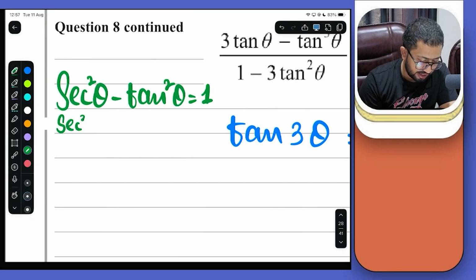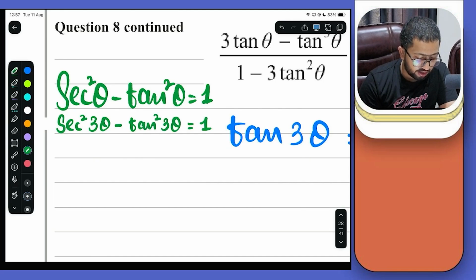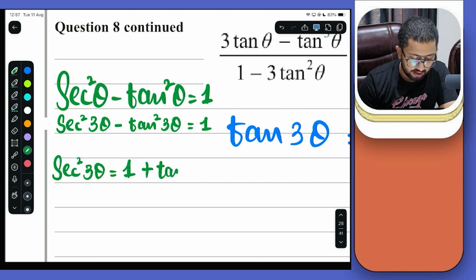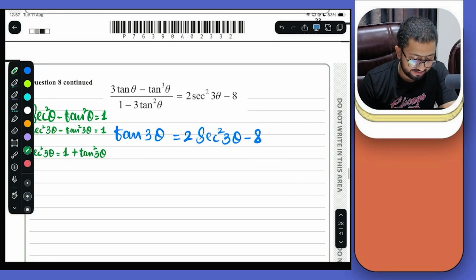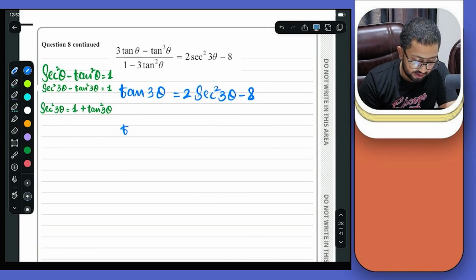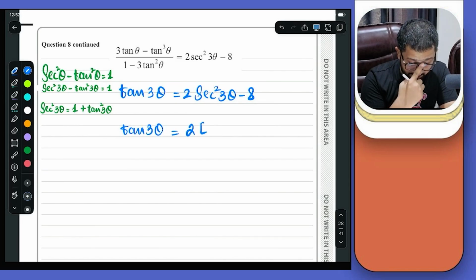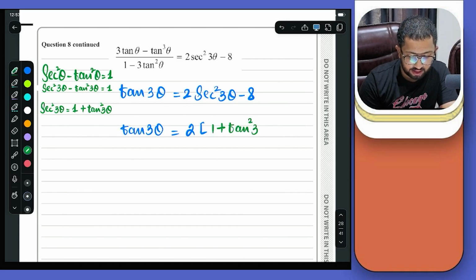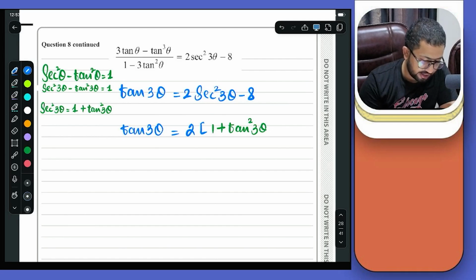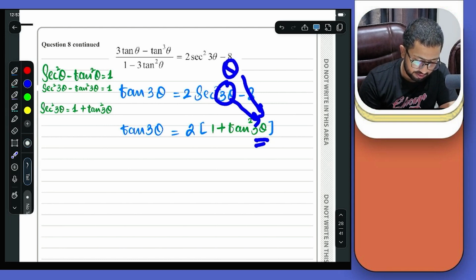Similarly, angles can be changed, but the angle should be equal for both of them. They are always equal to 1. So, can you get secant square 3 theta easily? Just shift minus tan square 3 theta to the other side. So, 1 plus tan square 3 theta. Just substitute 1 plus tan square 3 theta in place of secant square 3 theta. Be careful about the angle. The angle cannot be changed. If there is 3 theta, you have to put 3 theta. If there is theta, you have to put theta.